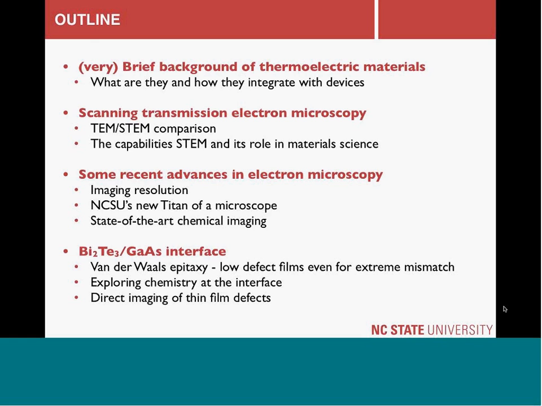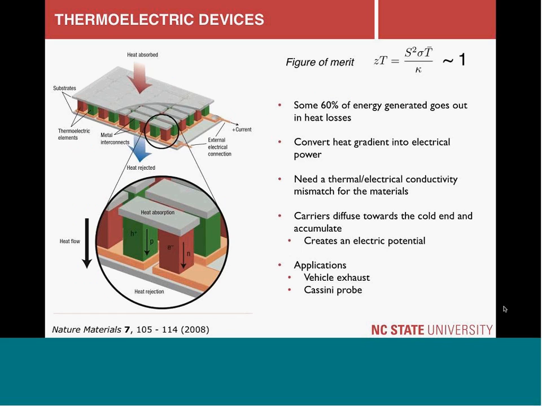I'll go into electron microscopy, particularly imaging resolution, and discuss our new state-of-the-art Titan microscope here at NC State, showing how it allows us to do atomic-scale chemical imaging of our materials, really for the first time. And then we'll get to this bismuth telluride gallium arsenide interface and understand how those two materials join together at the atomic scale.